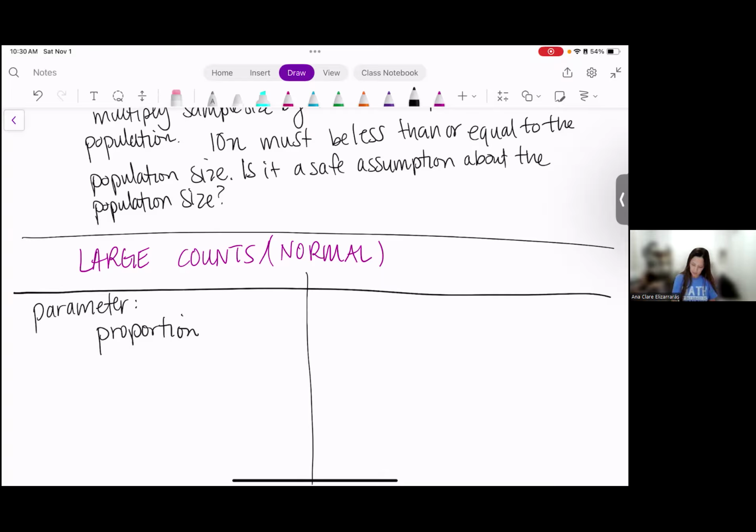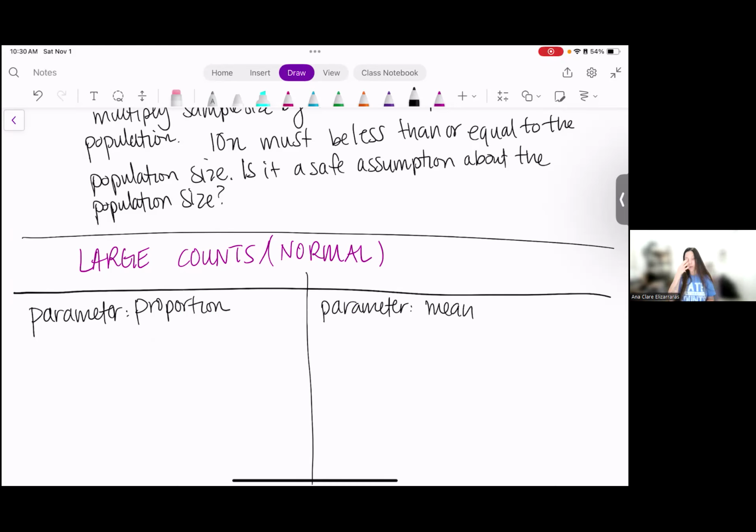So is the parameter, I'm just going to go ahead and clean this up, is this a proportion? Or is it for means? Remember, when you're reading a problem, you should be reading for the word mean or proportion in order to help guide you. Proportions are categorical. It's typically a yes, no, right? You have binary things that you're dealing with.